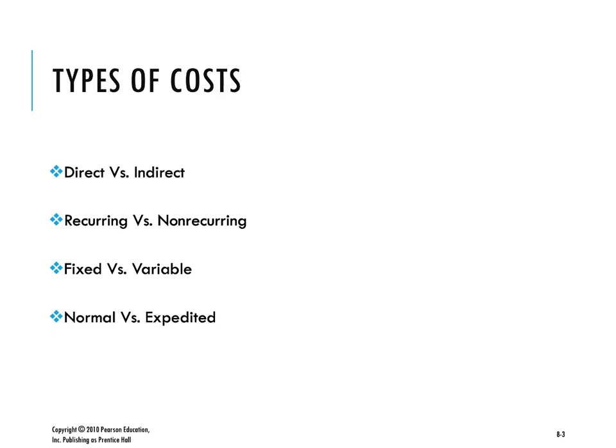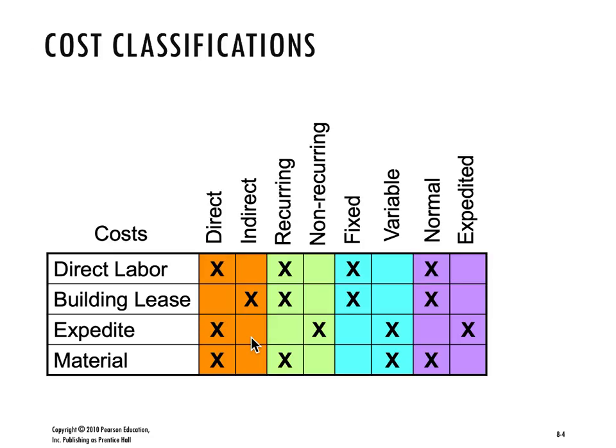So here are some cost classifications. In terms of examples: labor, building lease, expedite, material. Is it direct or indirect? Recurring or not recurring, fixed, variable, normal or expedited.